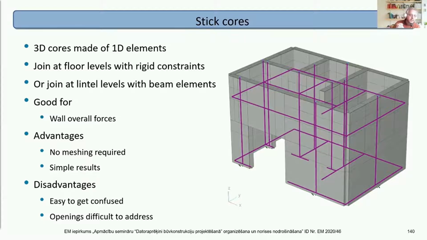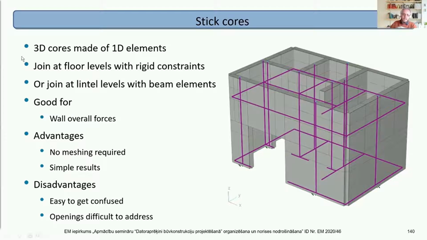It was very popular back in the days when 2D elements were rare. There's no meshing required. It gives you very simple, overall results. On the other hand, it is very easy to get confused when building these models. And things like openings are difficult, variations in openings are difficult, changes in core as it goes up are difficult. It has advantages and it has disadvantages.